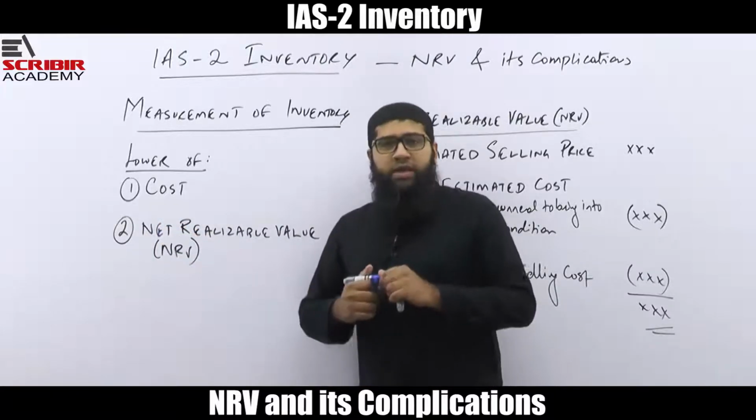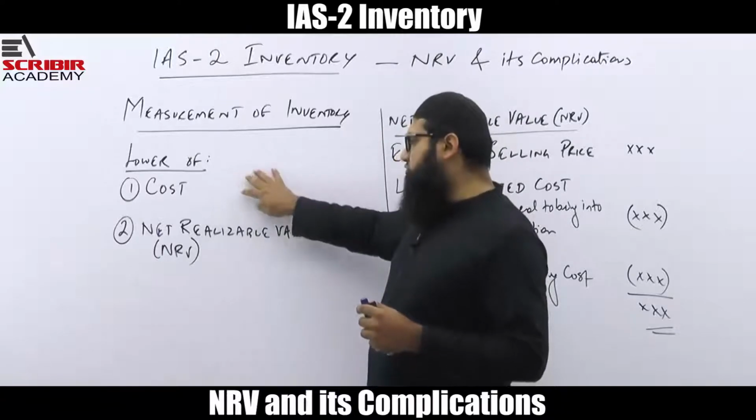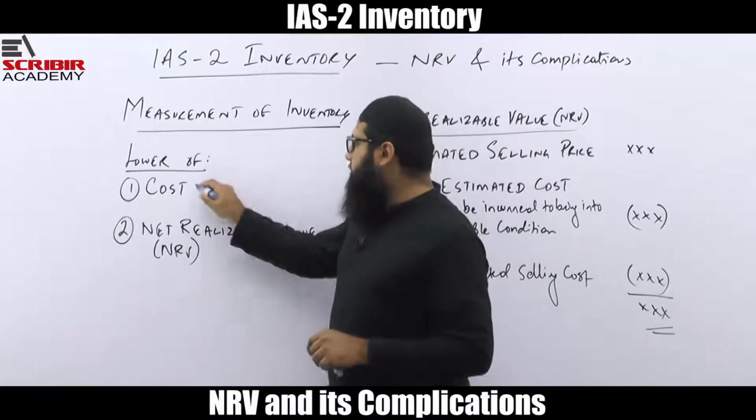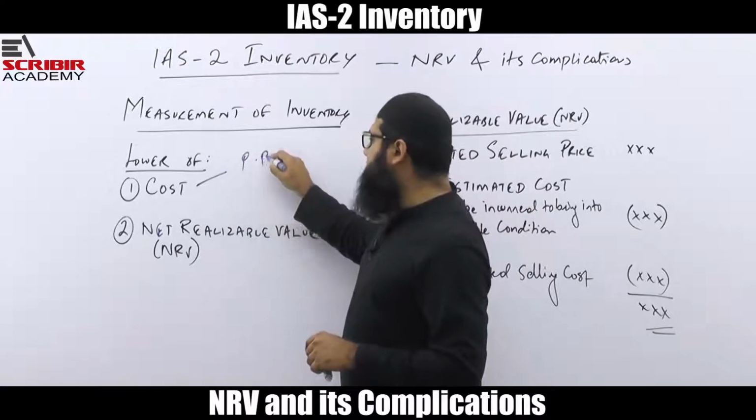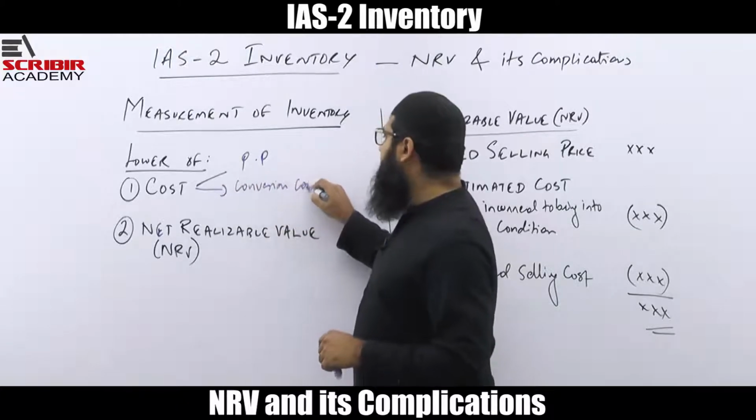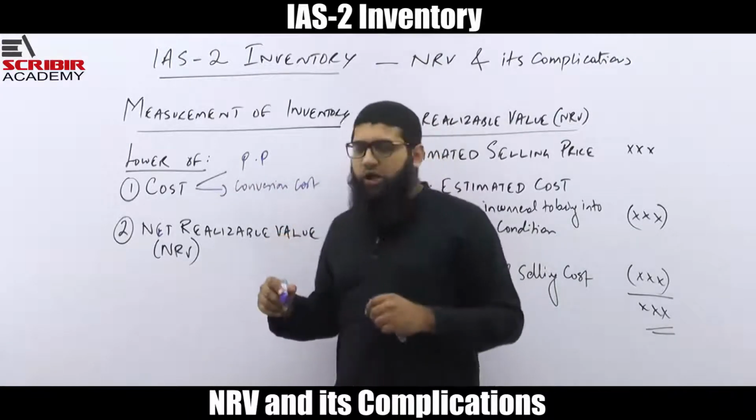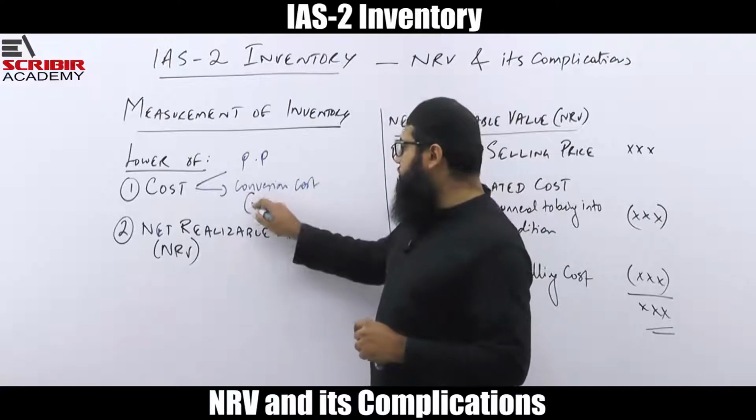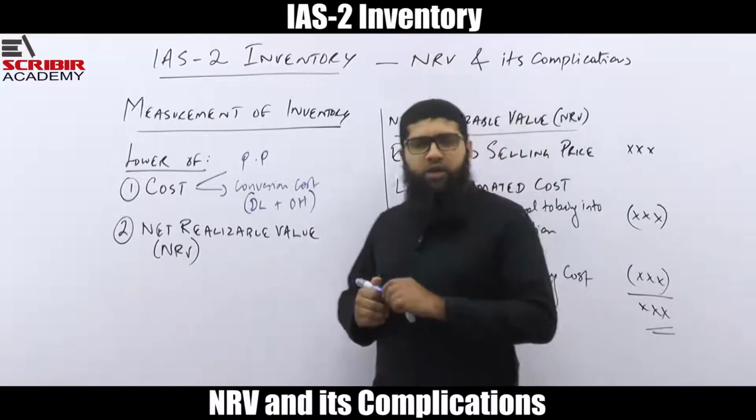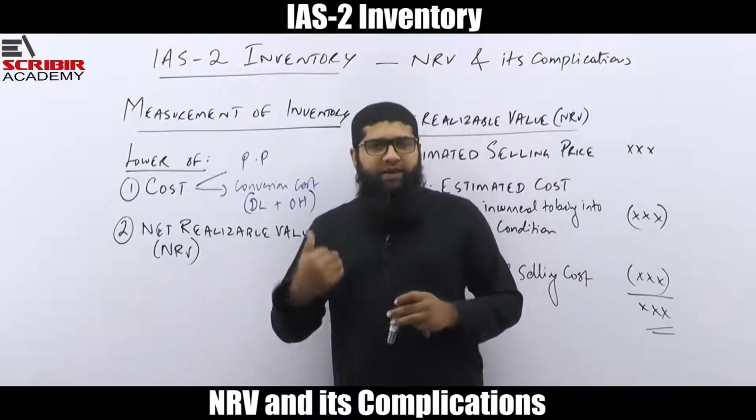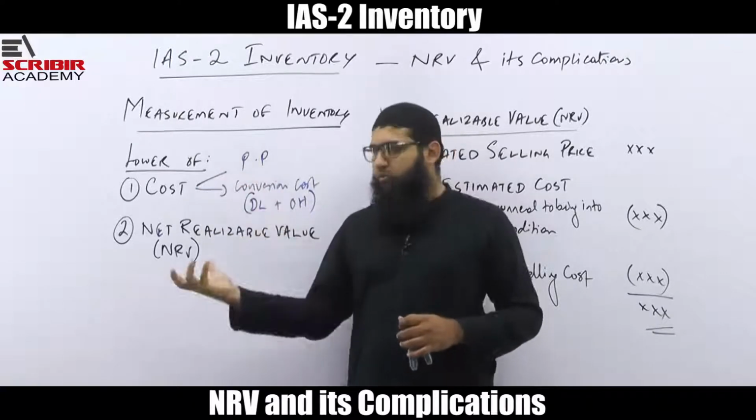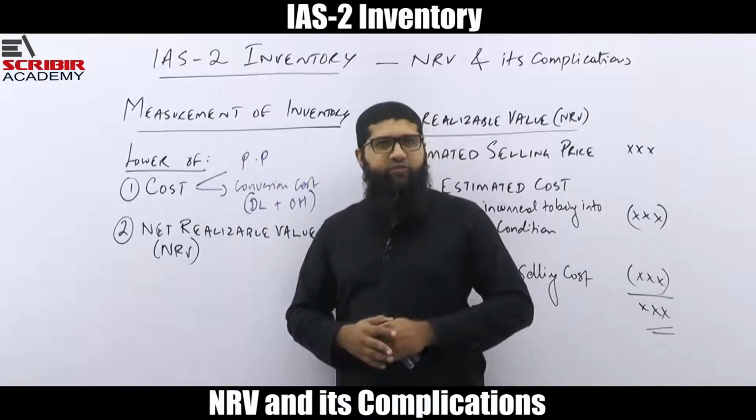Now, if you have to measure the inventory at the lower of cost or net realizable value, what is included in the cost of the inventory? The cost of the inventory includes the purchase price. The cost of the inventory includes the conversion cost. And what exactly do we mean by conversion cost? The conversion cost includes the direct labor and the overheads. So generally, when we talk about inventory valuation, the cost of the inventory is the purchase price plus the conversion cost.